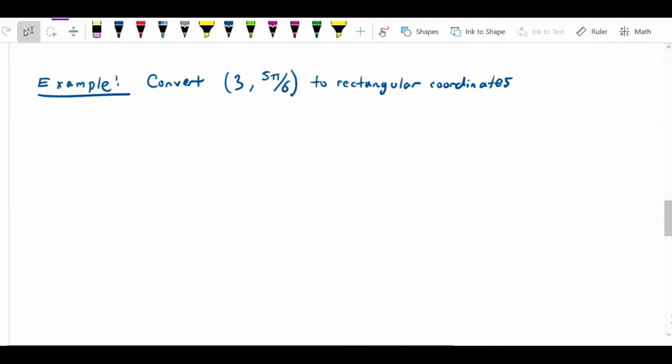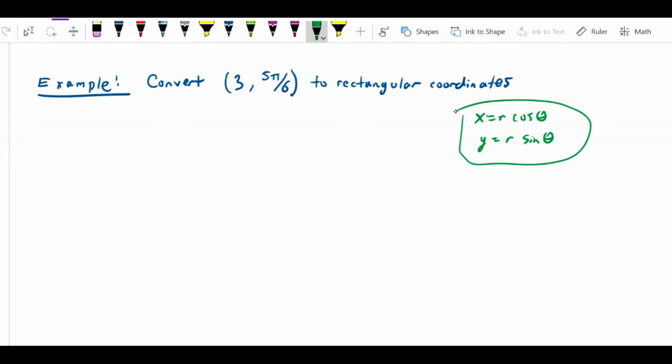Okay, so let's do a couple of examples where we convert points back and forth between rectangular and polar. So first, let's convert 3 comma 5 pi over 6 to rectangular coordinates. So we're given a polar point, and we want to convert it to rectangular coordinates. Let me just put up here the conversion formula. We know that the polar to rectangular conversion formula is x equals r cosine theta and y equals r sine theta, like that. So it becomes fairly straightforward.